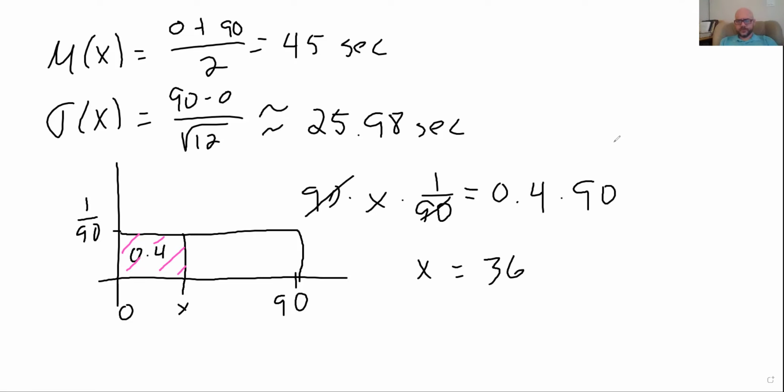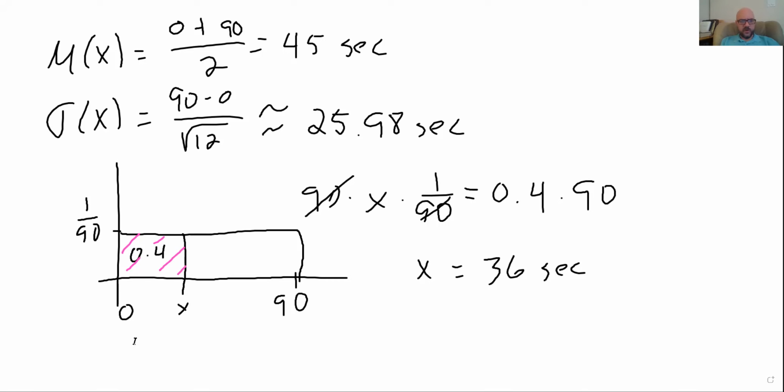So 36 seconds is the 40th percentile, which is to say 40% of drivers wait less than 36 seconds, and 60% of drivers wait more than 36 seconds. That's what percentiles are. All right, let's see what the last question was. I think there's one more.